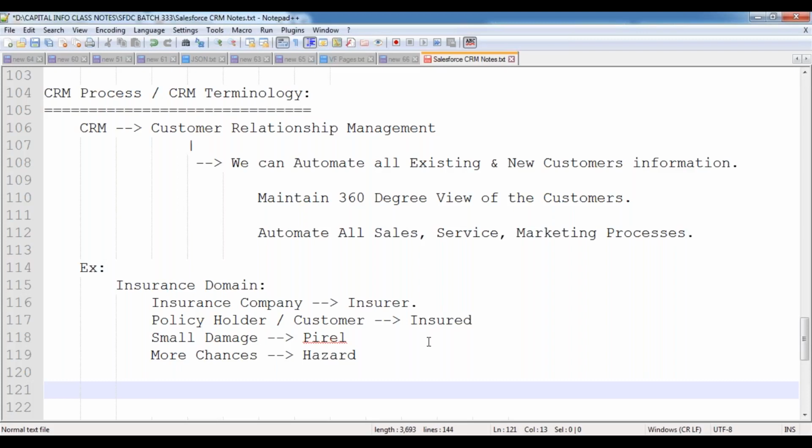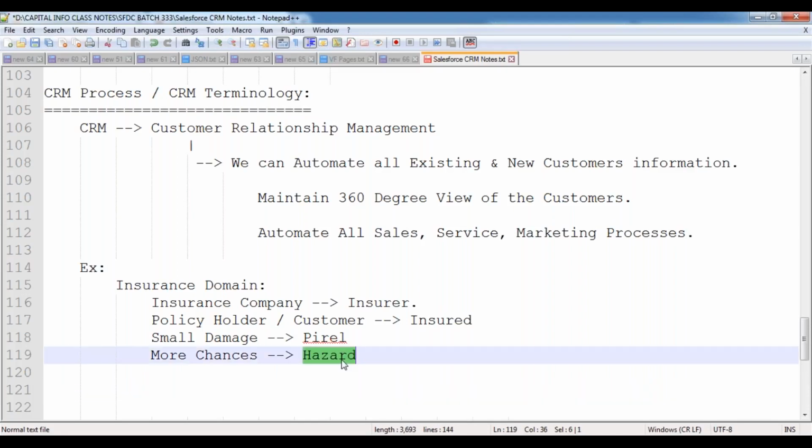For example, assume that my house is beside a petrol pump. If some fire accident happens in the petrol pump, definitely my house will be affected. That means there are more chances of damages for my house, because I'm in a danger place. I'm not in a safe zone, because a petrol pump is not a safe area. Beside the petrol pump, only my house is available, so there are more chances of getting damages for my house. That is called a hazard.